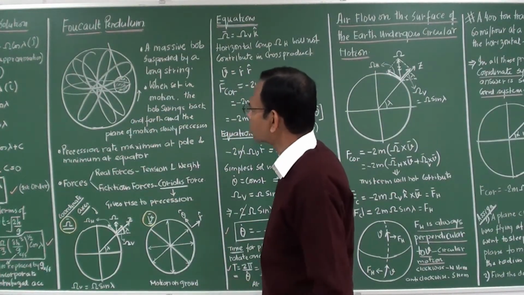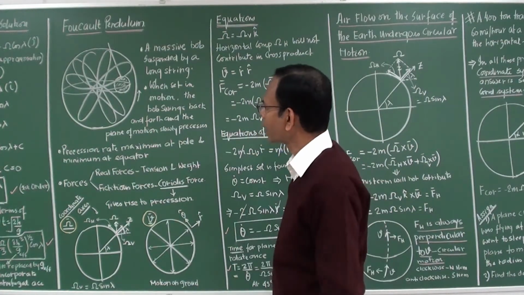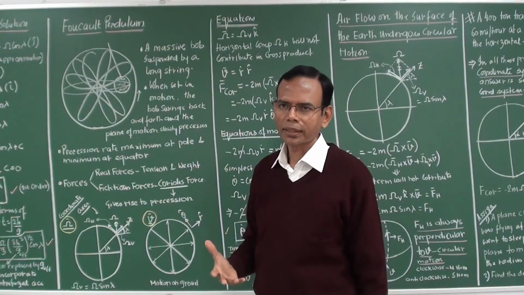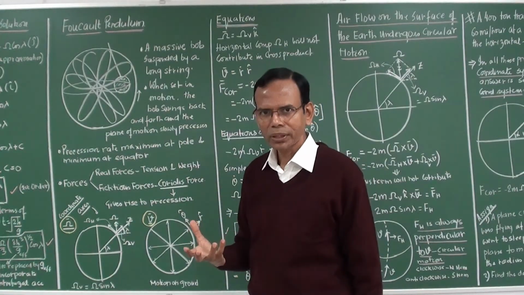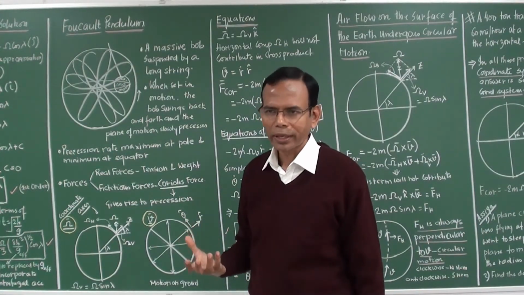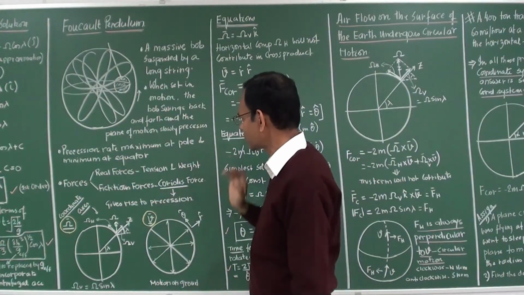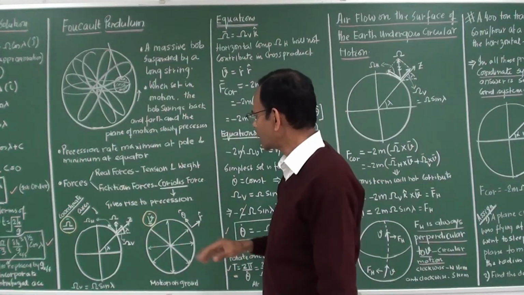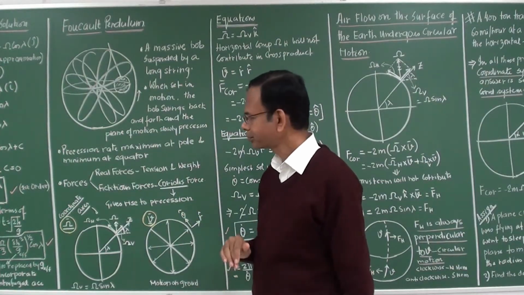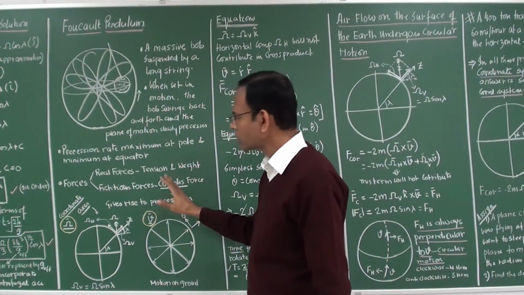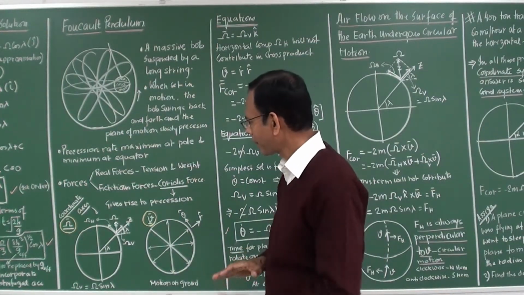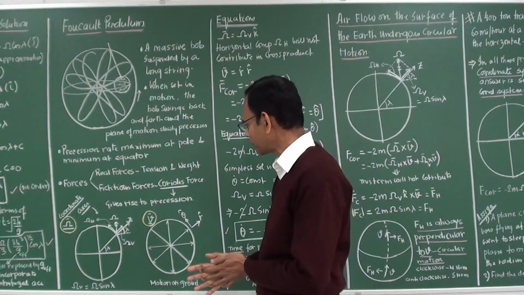So how to go about it? How to solve this problem? Now, in a pendulum, we know the two real forces are there. That is the force of tension and the force of gravity. So they are real forces. The other force is the fictitious force, that is your Coriolis force. This Coriolis force gives rise to precession. Now let us understand the problem.